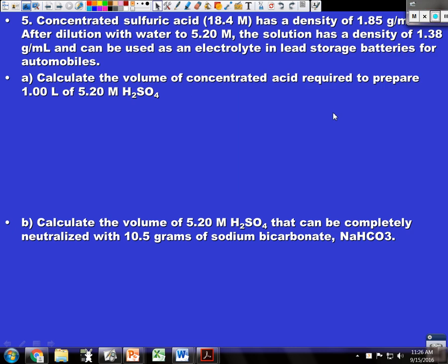So, last question in the packet. Tomorrow we will begin the Part 2 packet, and again, it's all about reactions and ionic equations.